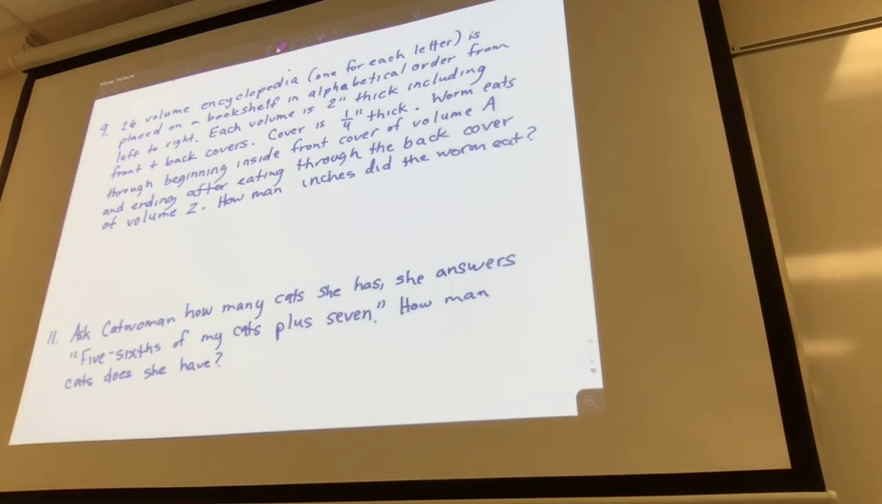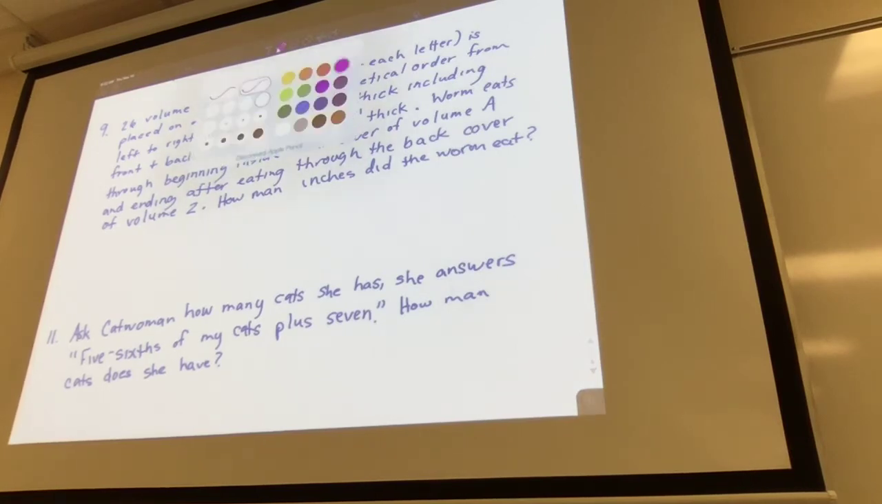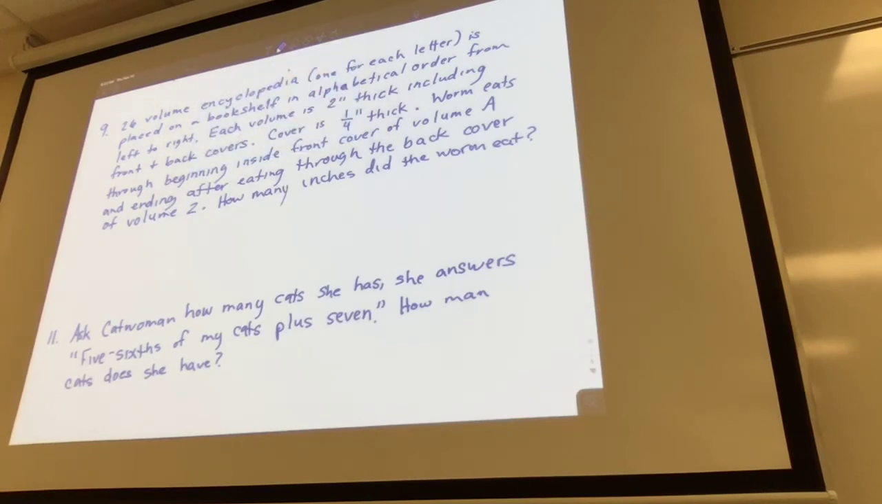A worm eats through the beginning of the inside front cover of A and ends after eating through the back cover of volume Z. How many inches did the worm eat? And I'm missing a Z there, whenever I copied it. Fix that. How many inches did the worm eat?